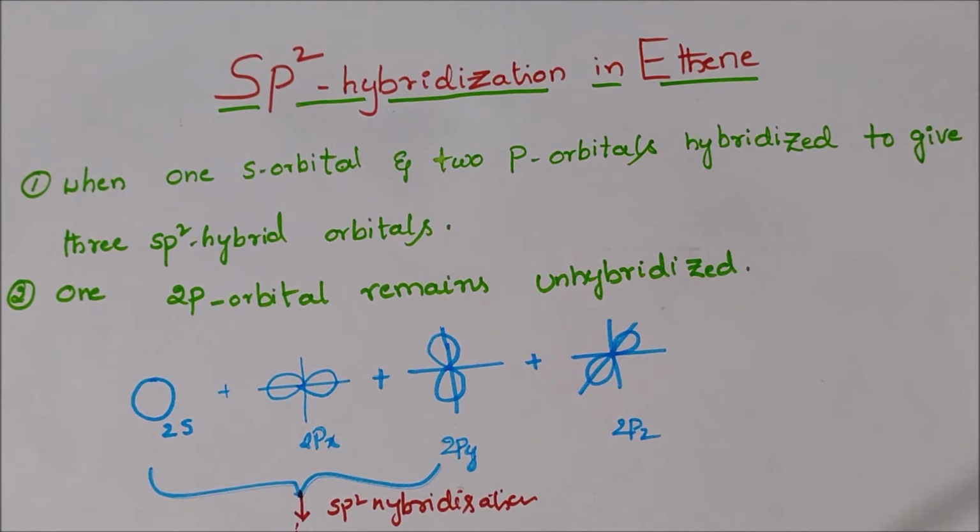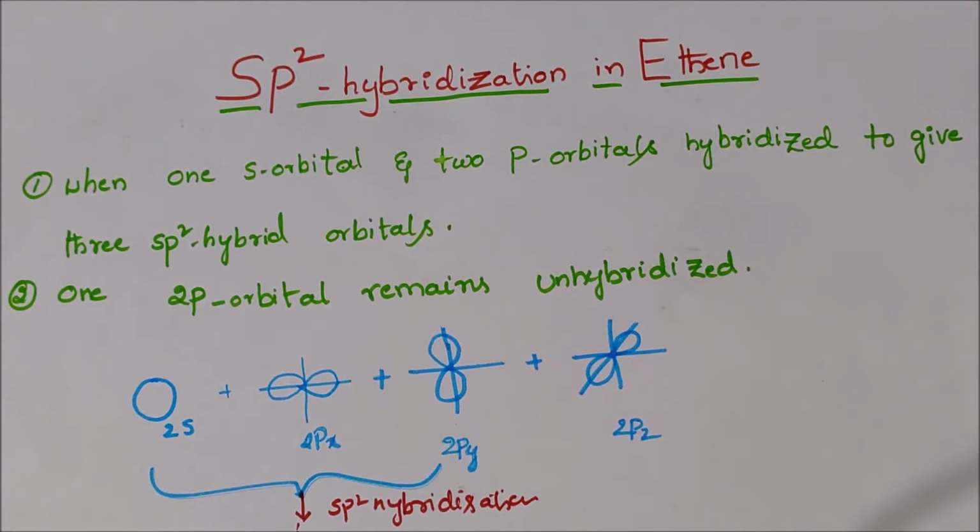In this video lesson, I am going to explain sp2 hybridization in the ethene molecule. Ethene is an organic molecule, that is, a carbon compound. Ethene exhibits which type of hybridization? That is sp2 hybridization. What is sp2 hybridization? An example is the ethene molecule.